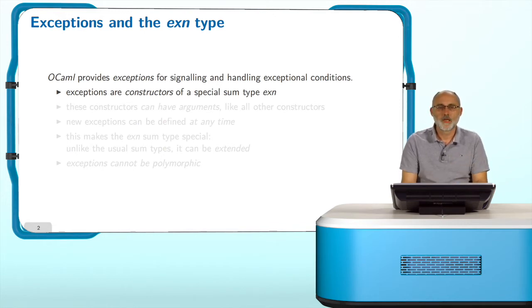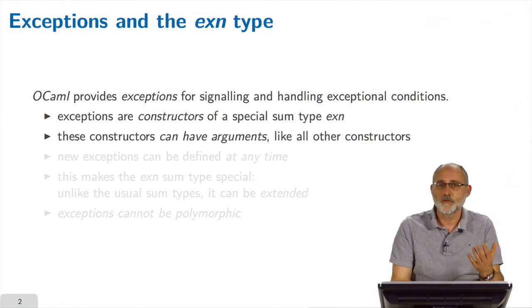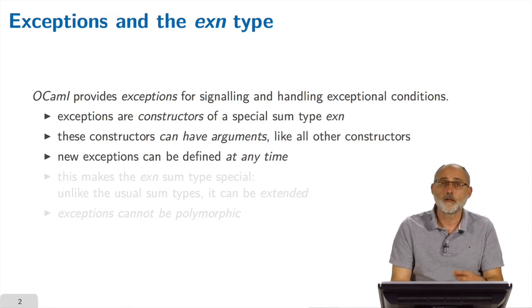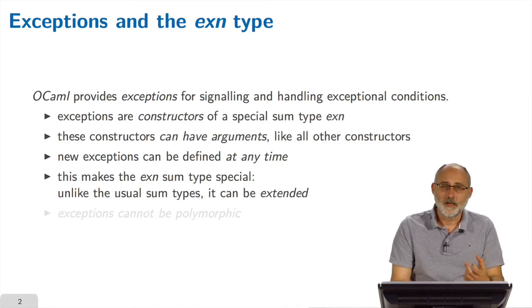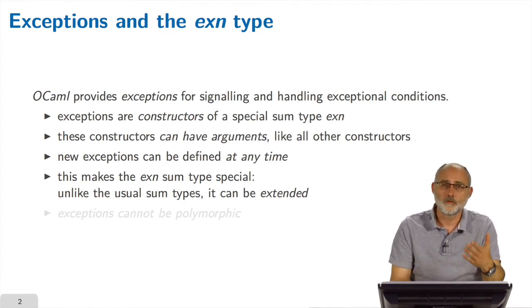I mean, this constructor can have arguments like all other constructors, so it seems like just a typical constructor of some type, like the ones we have already discovered. But there are a few differences with respect to the typical constructor of traditional sum types. First one is that you can define a new exception at any time. This is not the case for traditional sum types. So the sum type exception is somehow special. It can be extended dynamically when you need it.